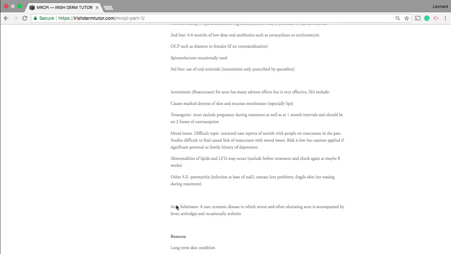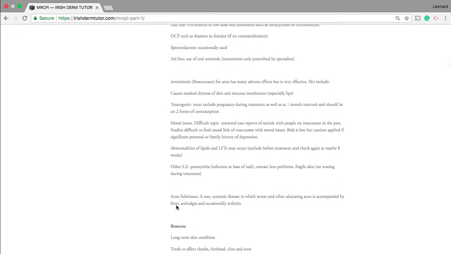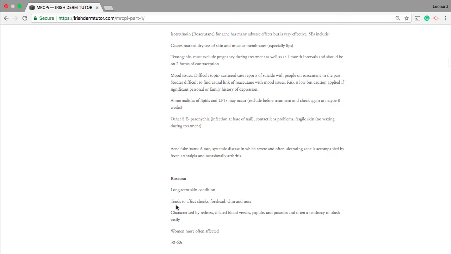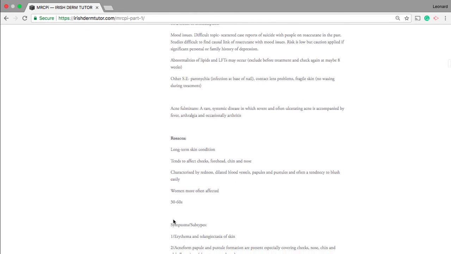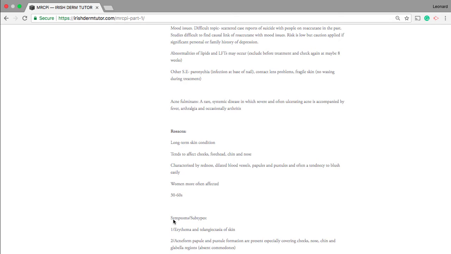Now, rosacea is a chronic skin condition. It tends to affect the cheeks, the forehead, the chin, and the nose. And it can be characterized by redness, dilated blood vessels, papules and pustules, and often a tendency to blush easily.